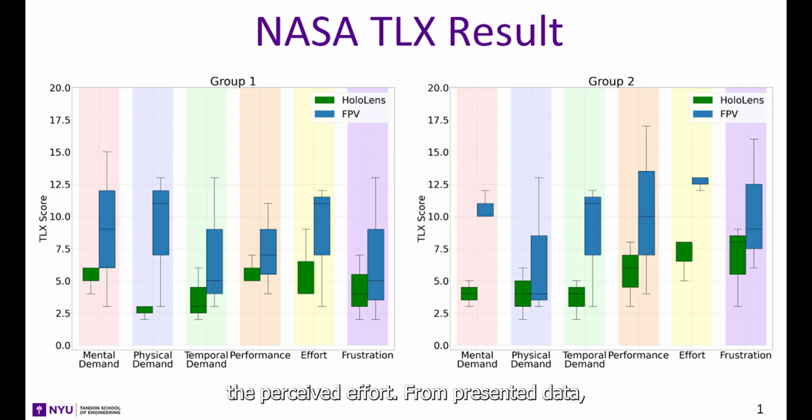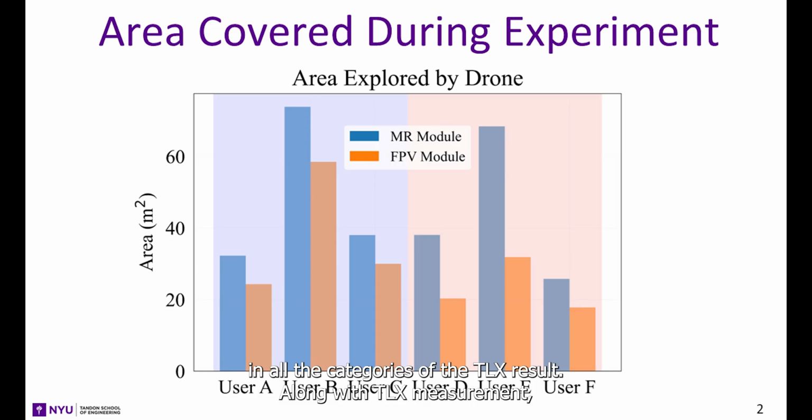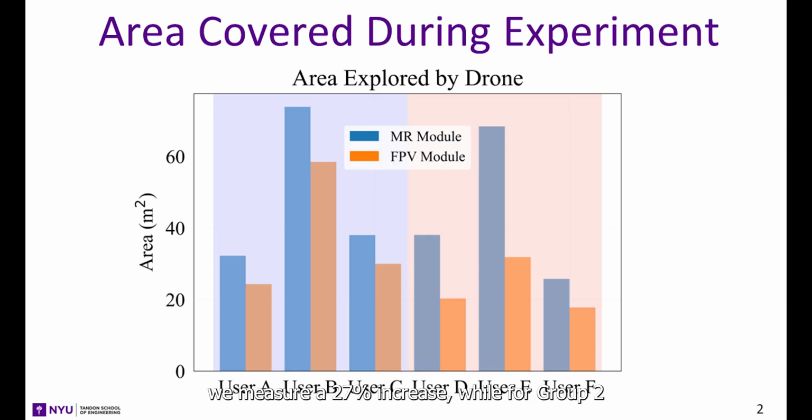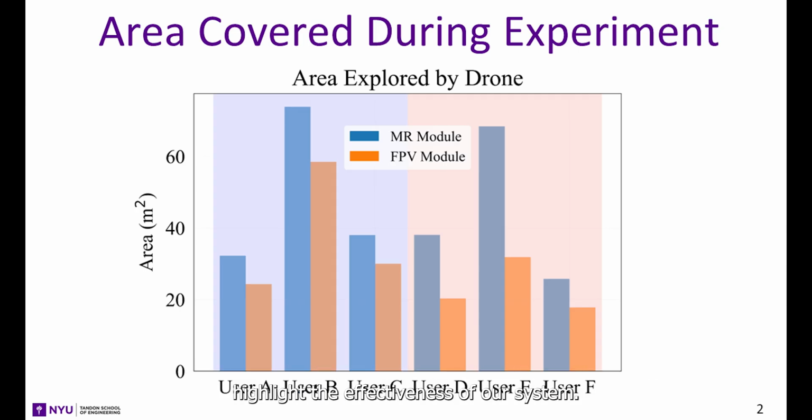From the presented data, it is noticeable that our proposed system has a lower global value in all the categories of the TLX result. Along with the TLX measurement, we also measure the area covered by each user during both modalities. For Group 1, with experienced pilots, we measure a 27% increase, while for Group 2, we measure an 88% increase in the explored area covered. This enhancement in spatial awareness and reduced cognitive effort during interaction with the drone highlight the effectiveness of our system.